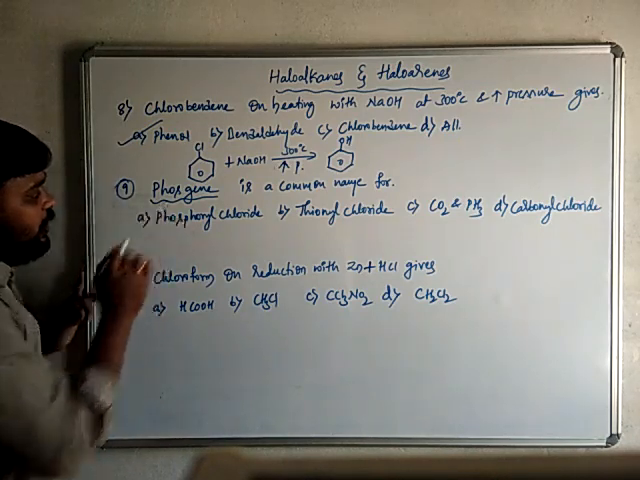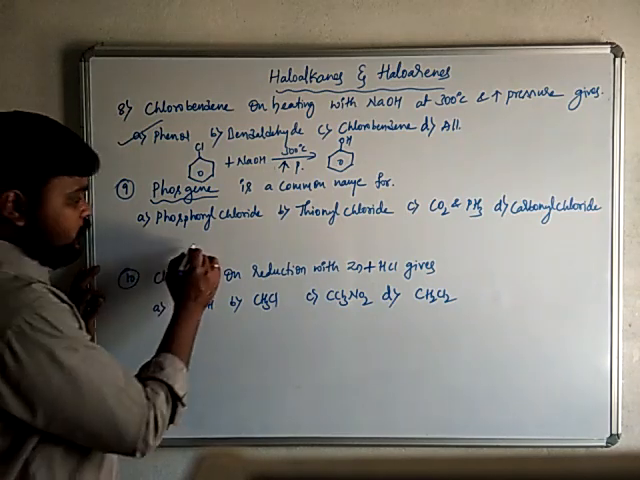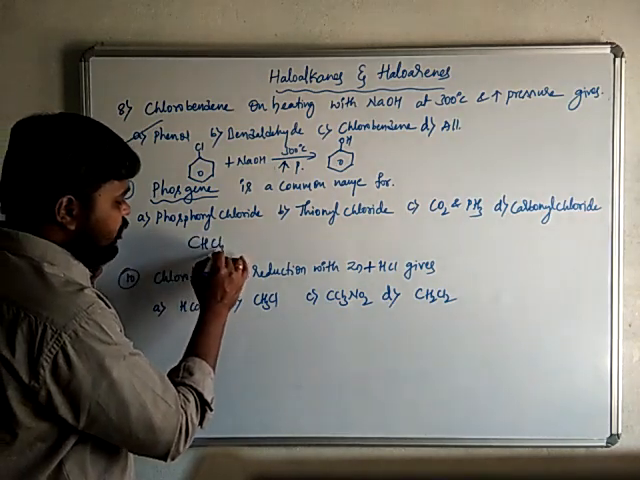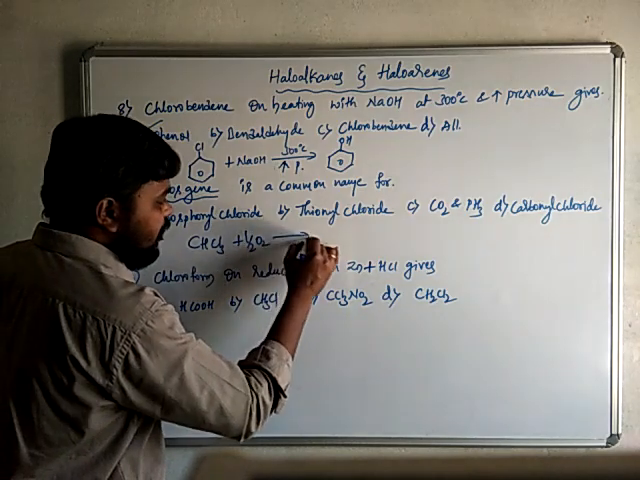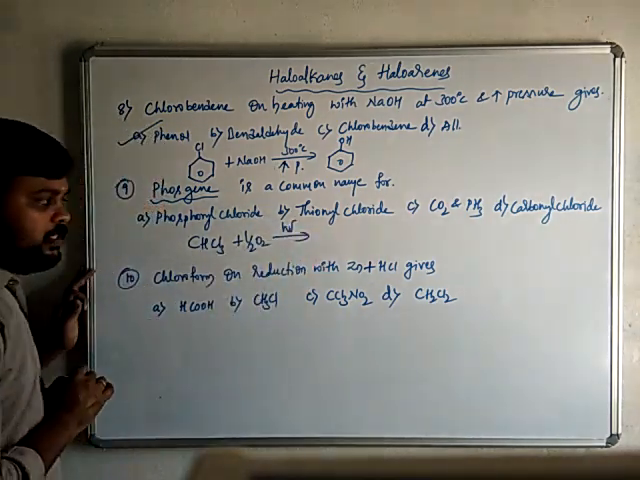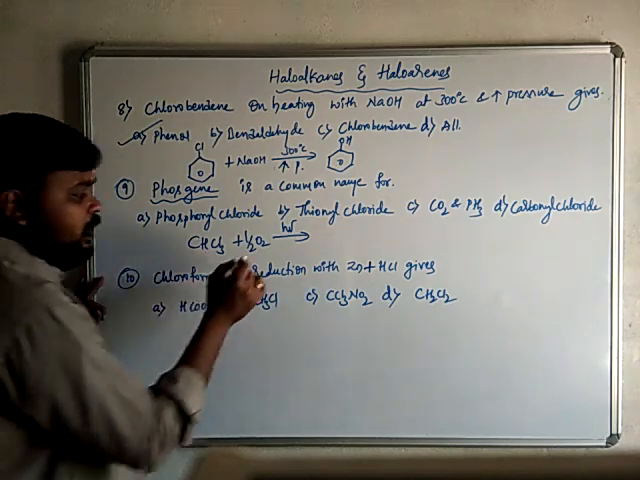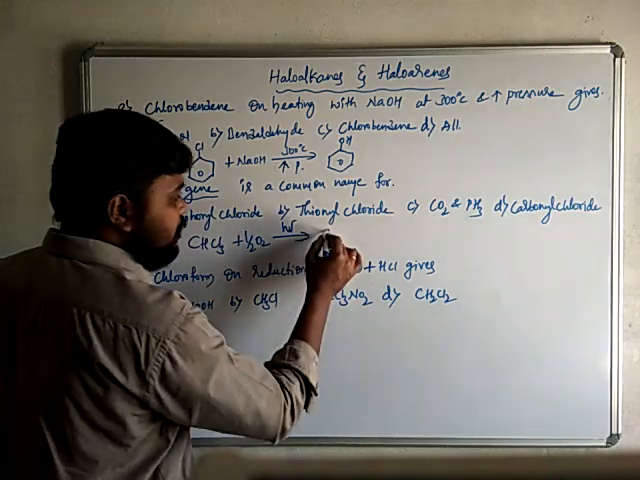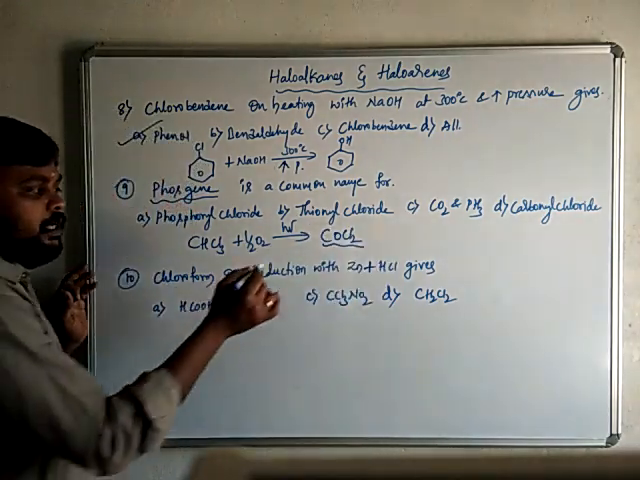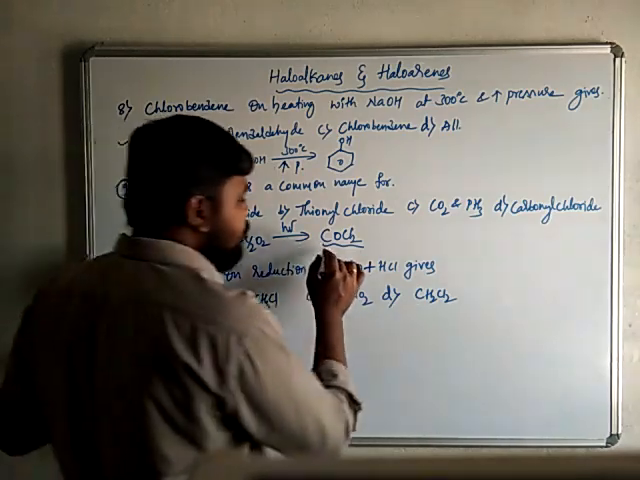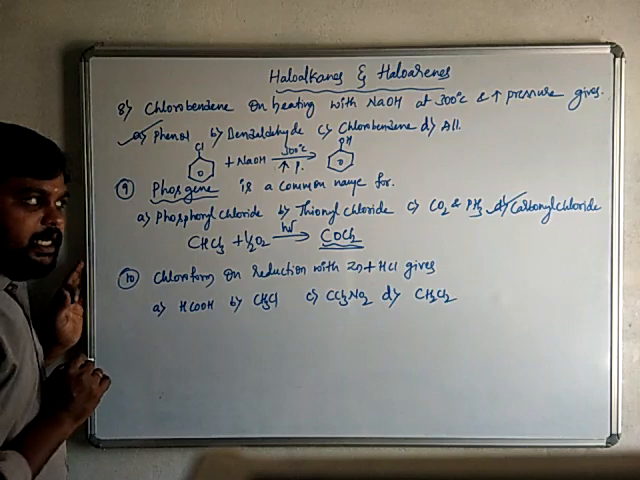Poison gas can be obtained by oxidation of chloroform. When chloroform CHCl3 undergoes oxidation in presence of sunlight, it helps to remove the HCl here, and one oxygen is added here, it becomes COCl2. This is the poison gas. The common name of this poison gas is carbonyl chloride. Hence option D is the right answer.